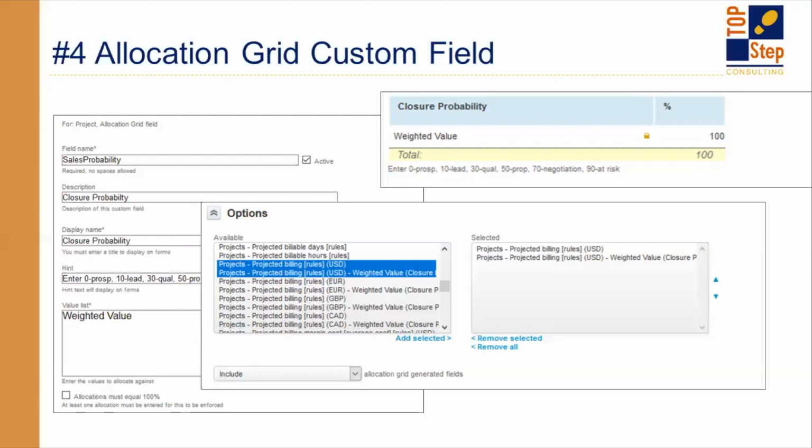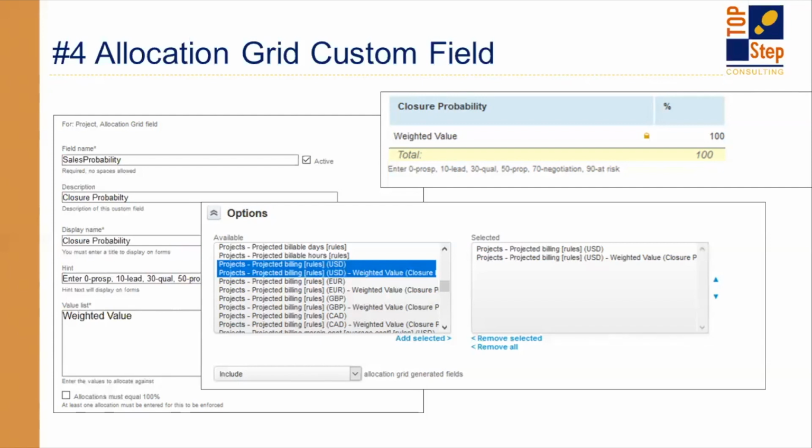So you see how we have projected billing, and we have projected billing minus weighted value of closure probability. What this essentially does is if we had 50% in this field, we would get a projected billing value of X, and then the weighted value would be 50% of that. So it would be half of that. We actually use this closure probability to do a weighted forecast of our pipeline in OpenAir.